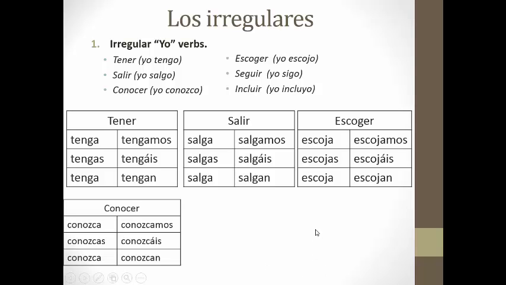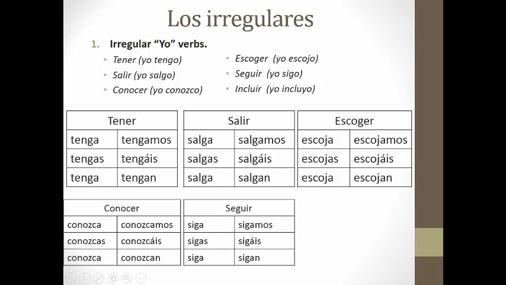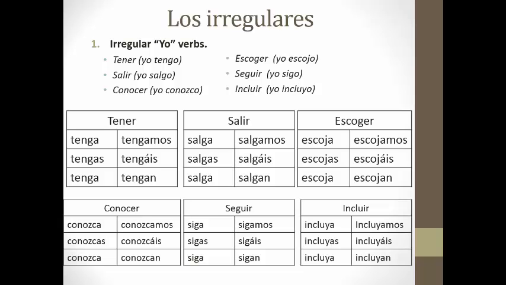Let's look at conocer. The yo form is conozco. Then you're going to drop the O, and you get conozca, conozcas, conozca, conozcamos, conozcan. Seguir, you're going to get siga, sigas, siga, sigamos, sigan. And with incluir, incluya, incluyas, incluya, incluyamos, incluyan.